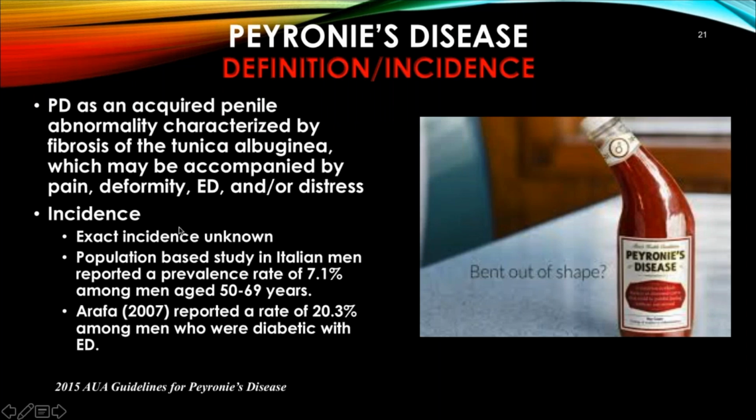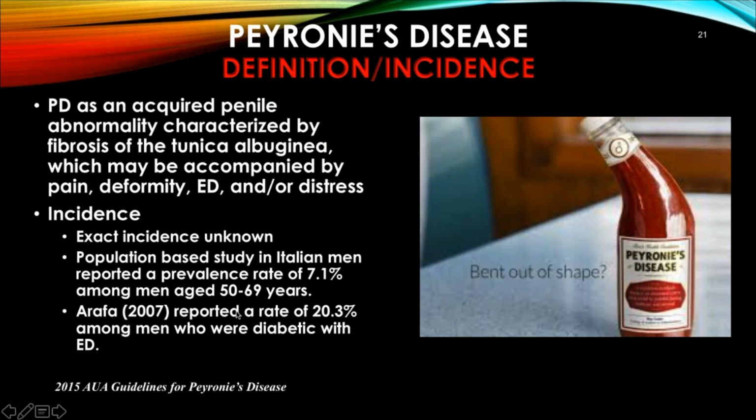Peyronie's disease is an acquired penile abnormality characterized by fibrosis or scarring of the coating, the tunica albuginea, which may be accompanied by pain, deformity, erectile dysfunction, and/or distress. We don't really know the exact incidence. It's somewhere around 7 to 20%.